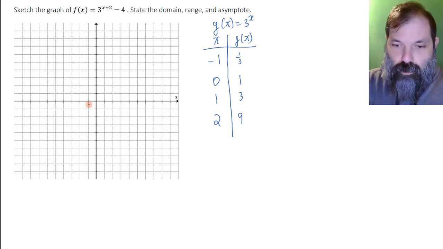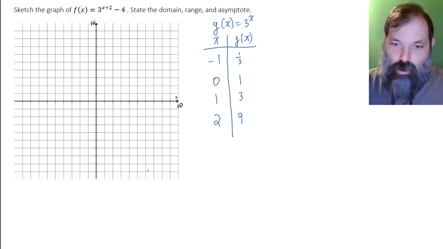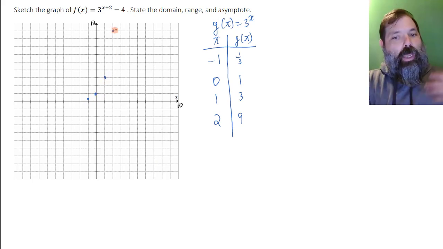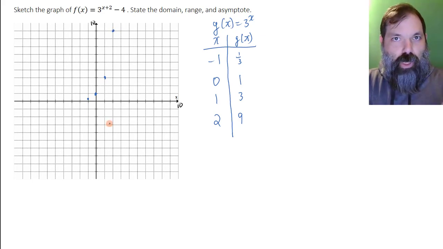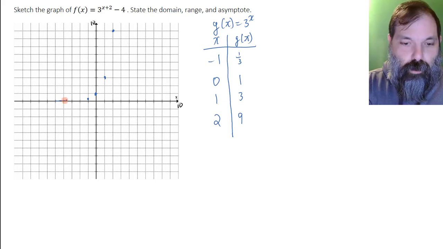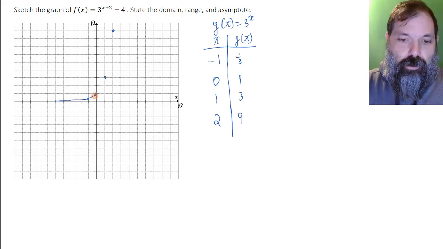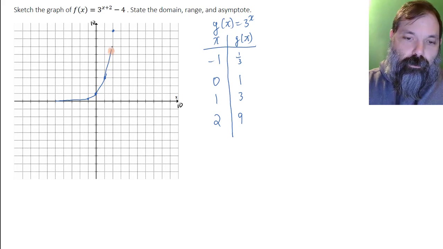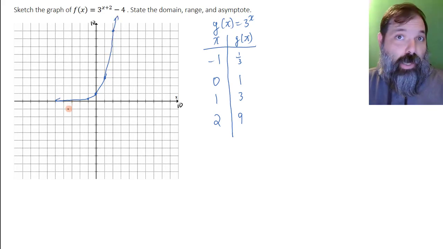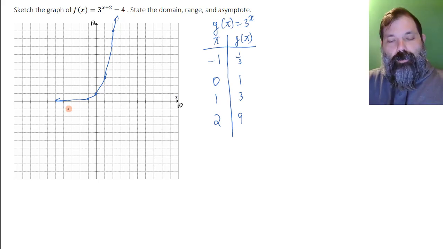And if we plot those points, let's assume a scale of 1s on each axis. So then -1, 1/3 is about there, 0, 1, 1, 3, and 2, 9. And we see those points in the shape of an increasing exponential function. Looks roughly like this. And it's asymptotic to the x-axis, or y equals 0.